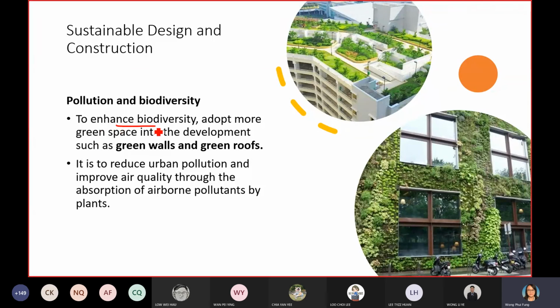And to enhance the biodiversity, we can adopt more green space into the development, such as a green wall. So this is the green wall. This is a green roof. So these are some of the things that the developer can put in, because when you plant more plants, it actually improves the air quality. So the purpose is to reduce urban pollution and also improve the air quality by fully utilizing the wall and also the roof. Some of the things that the developer can do during the construction stage.